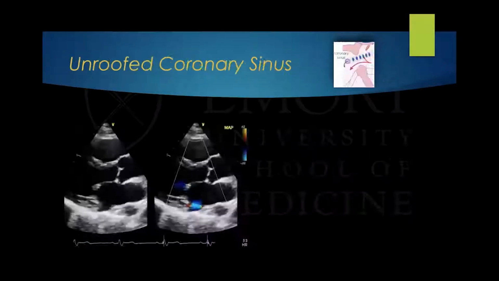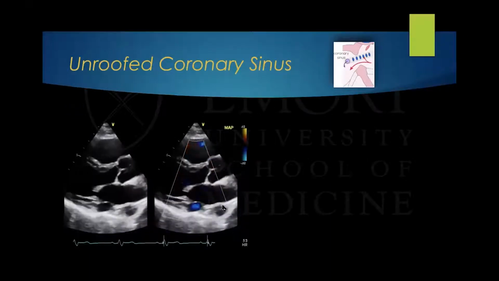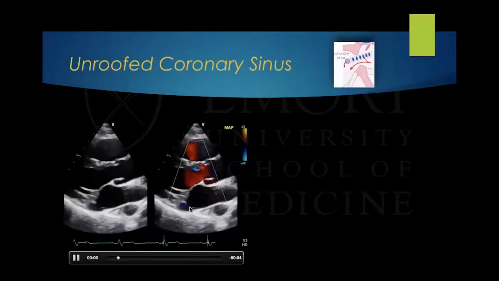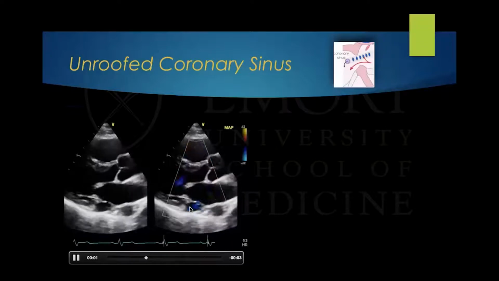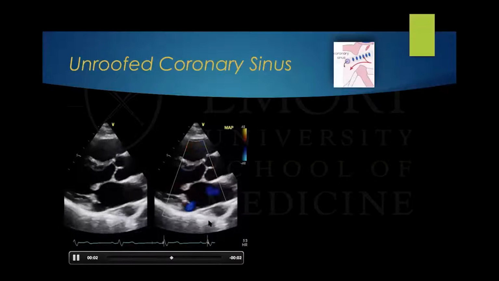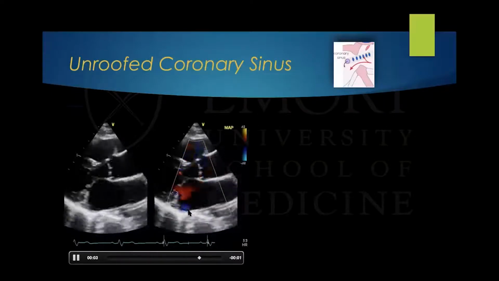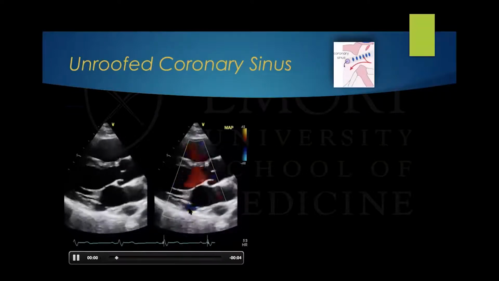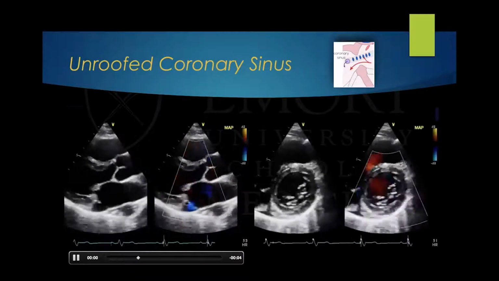The unroofed coronary sinus is the most rare type of ASD, and there is an unroofing, like the word says, of this sinus as it enters along the posterior part of the heart into the left atrium. So when you put the color in the parasternal long axis view, you start to appreciate that there is an unusual blue flow into the coronary sinus, that it's coming from the shunt of the left atrium into the CS.